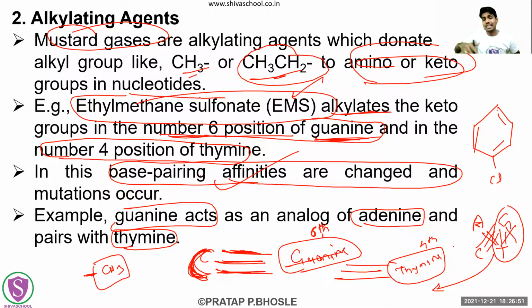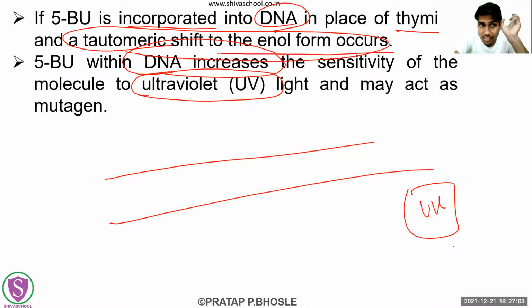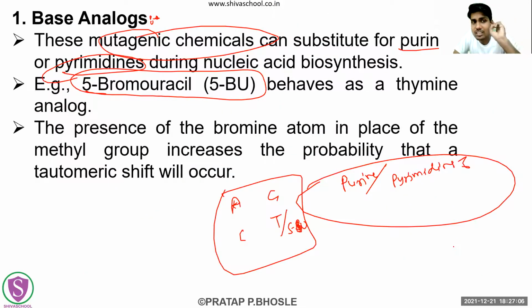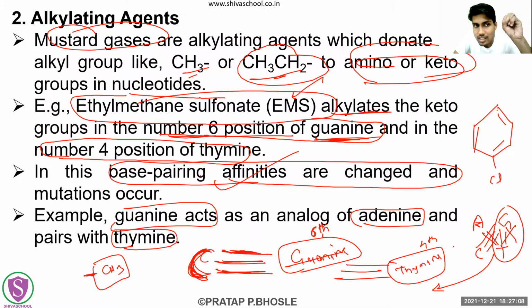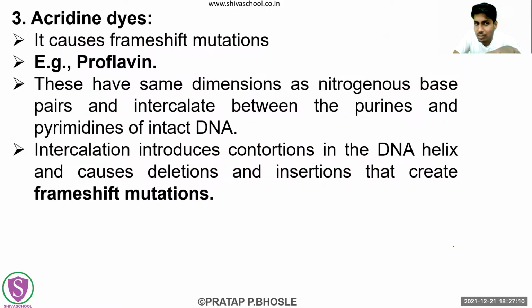Means what? Ultimately, troubles in the DNA means what? Mutation. Ultimately, क्या बोलेंगे हम? Mutations बोलेंगे. So these are the alkylating agents, and this is the effect of induced mutation. क्यों होगा? Because of the mustard gas. First we have seen the base analogs. This is because of what? Alkylating agents, EMS. Okay.